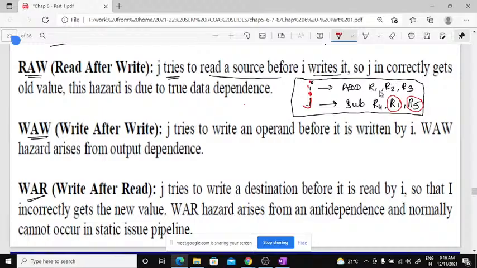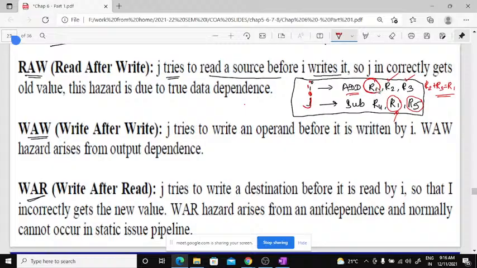R2 and R3: this add operation adds the contents of R2 and R3 and stores the result in R1. R2 plus R3 is stored in R1. But here R1 is not yet updated, and this instruction is fetching the R1 value. So J tries to read the source before I writes it.